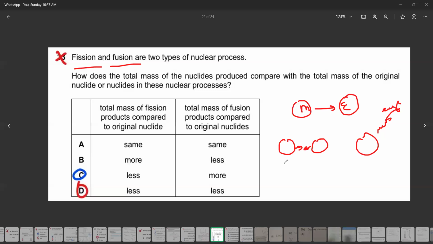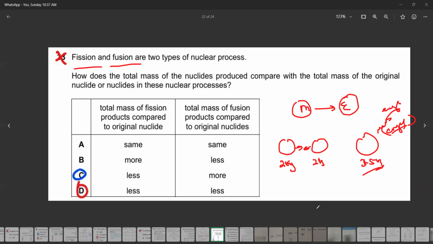If I compare the total mass, say this is 2 kilogram, just as an example, and this is also 2 kilogram, the product will be higher, maybe 3.5 kilogram. But what happened to the remaining 0.5 kilogram? That remaining 0.5 will be converted into energy. That's how the nuclear reaction produces energy: the mass is converted into energy.